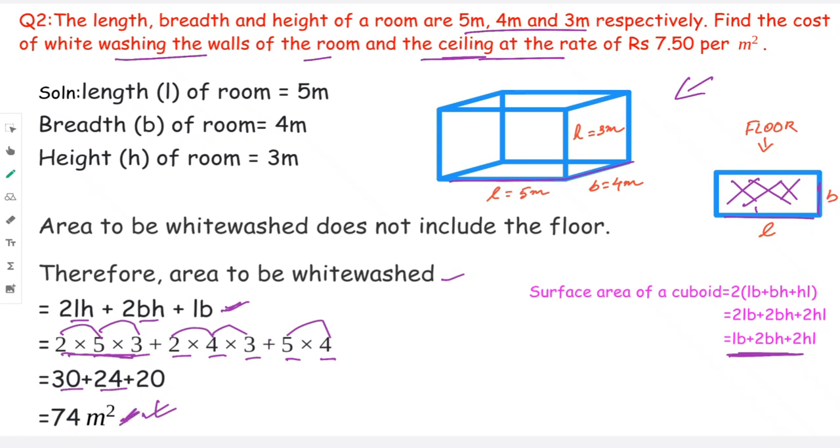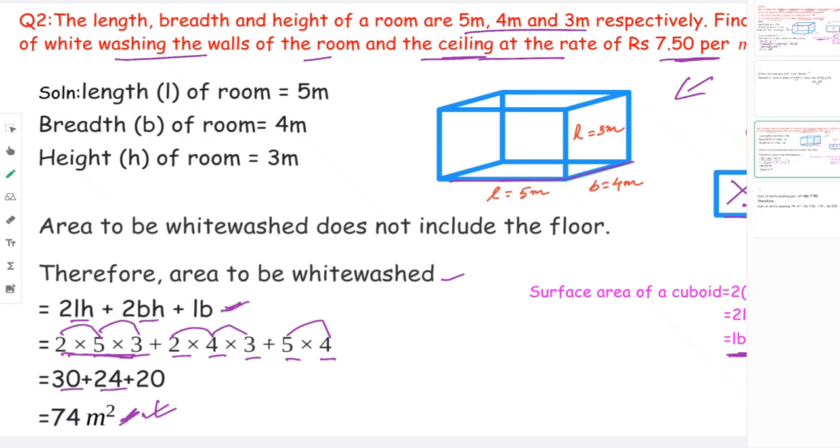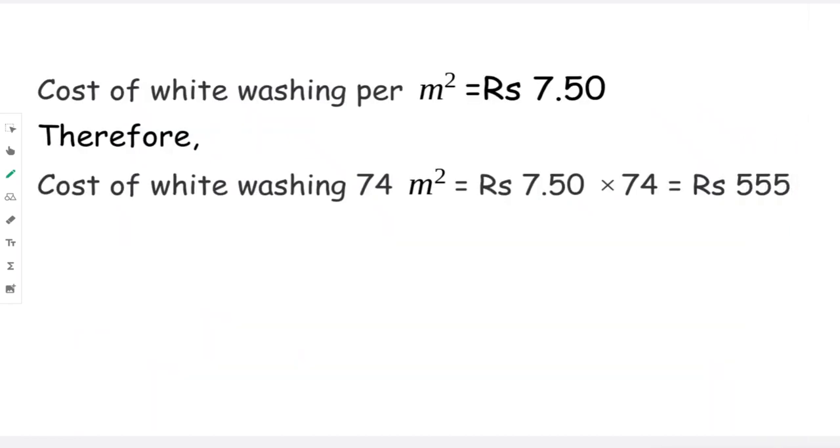So what did they say? At the rate of rupees 7.5 per meter square, and we have 74, right? So we just have to multiply both. So per meter square is this much, and how many meters square do we have? 74 meters square. So you have to multiply, and you will see that we're going to spend rupees 555 for whitewashing.